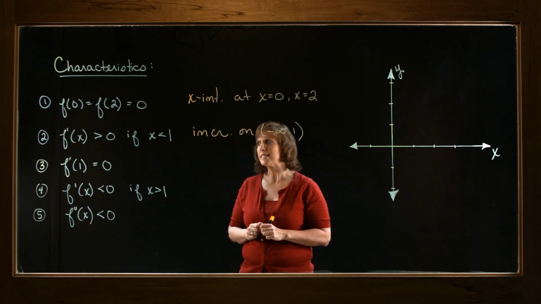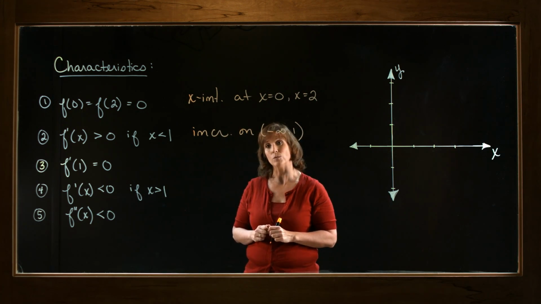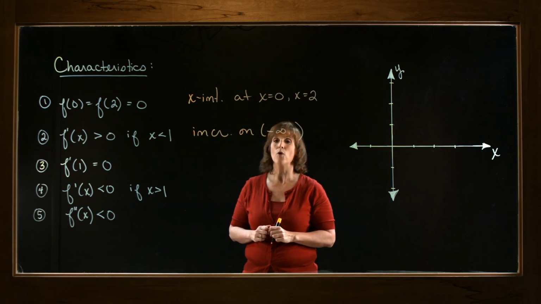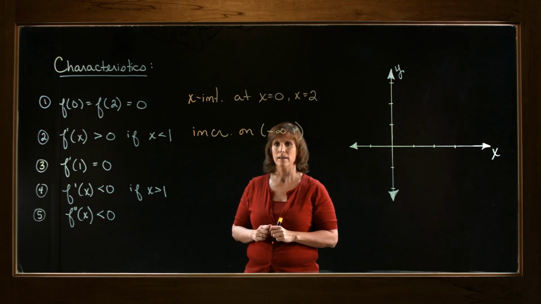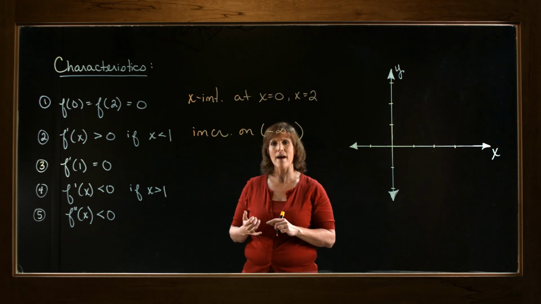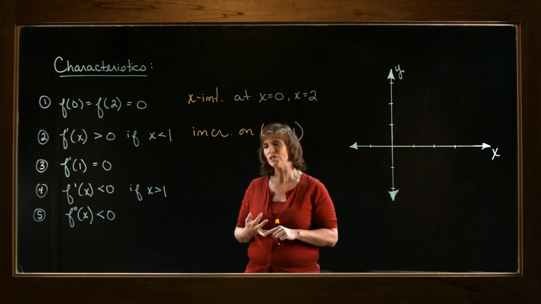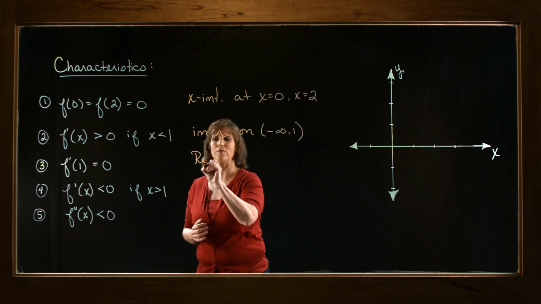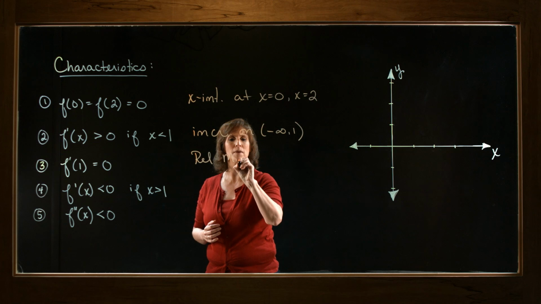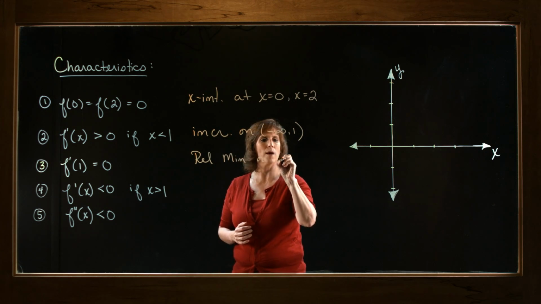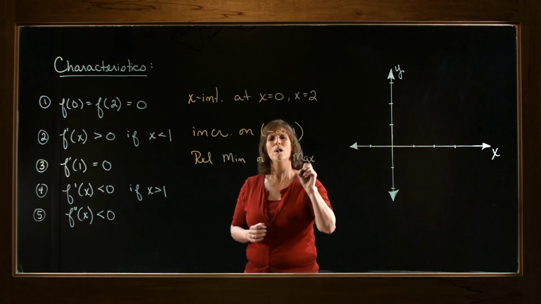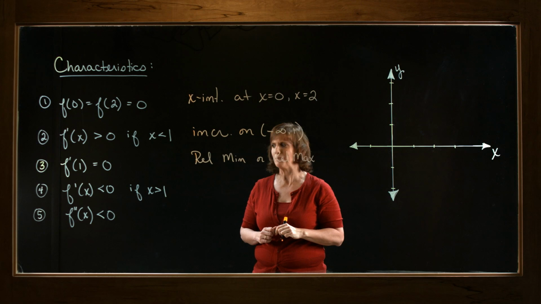My third criteria tells me that the derivative at 1 is equal to 0. That means we have a horizontal tangent line. But that could mean that we have a relative minimum or a relative maximum. I'm not sure which yet. So let's hold on to that for a minute. We either have a relative minimum or a relative maximum. We'll come back and figure that one out in a minute.